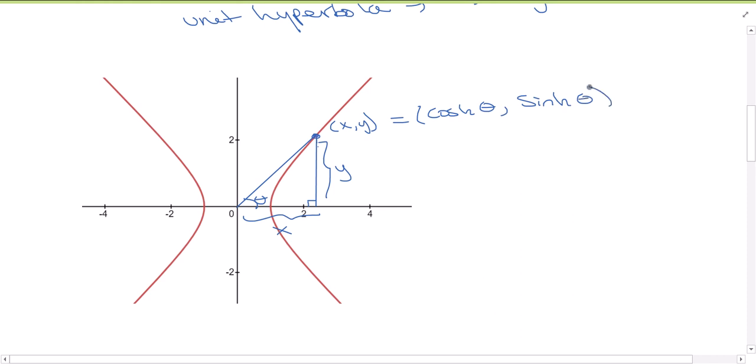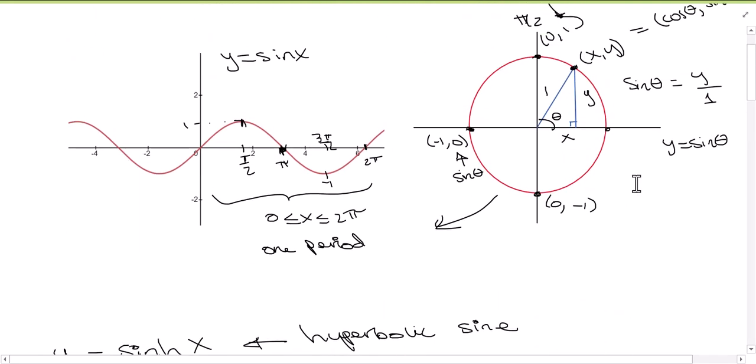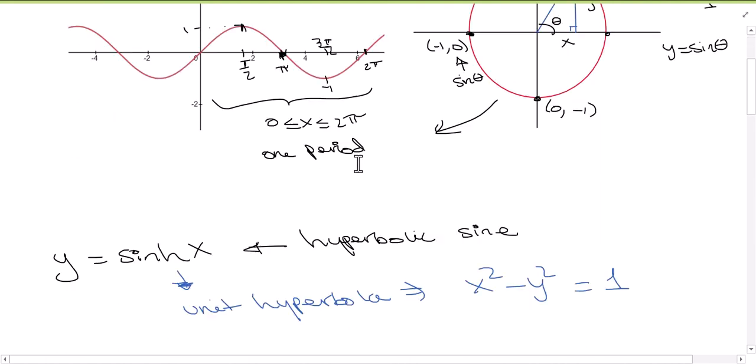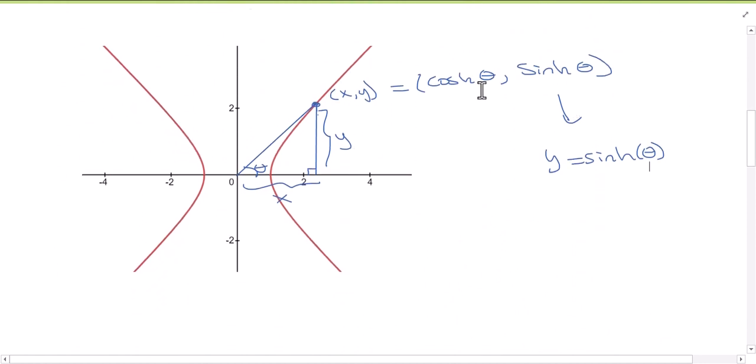So cosh and sinh. When I look at the function y equals sinh theta, just as we did here with y equals sine x, what we're doing is graphing the y coordinate as we move along the circle. When one period is 0 to 2 pi, we graph the y coordinate, and that gives us the sine curve. If we do the same thing here, if I graph just the y coordinate, y equals sinh theta, then as we go along the hyperbola, we are going to get the graph of sinh.